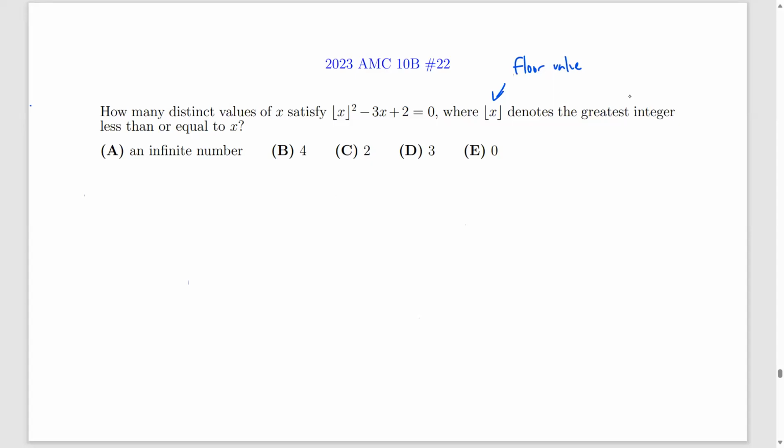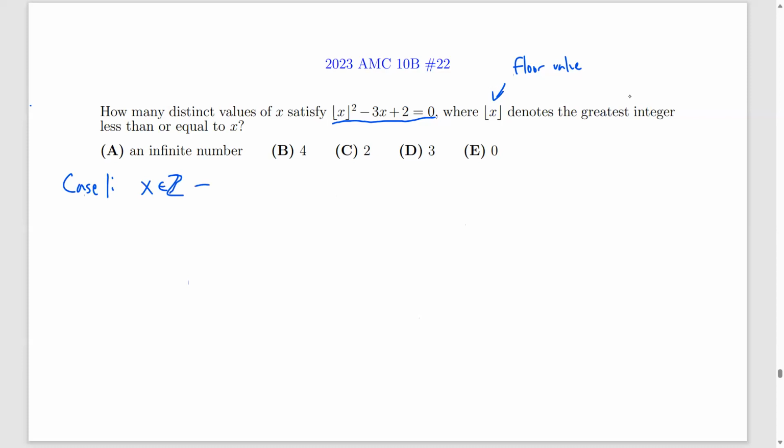So the first thing that we should immediately notice is that this equation looks a lot like a quadratic equation. The only difference is that instead of x squared, we have the floor of x squared. So I'm actually going to split this problem into two cases. The first case is if x is an integer. And so I'm going to use this notation Z. This denotes that x is an integer.